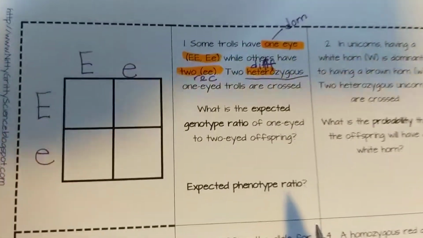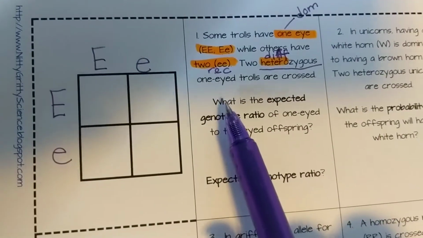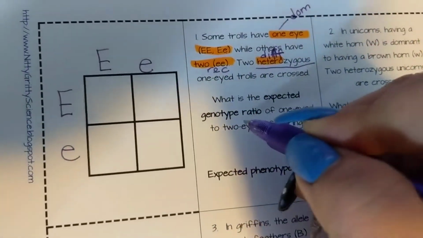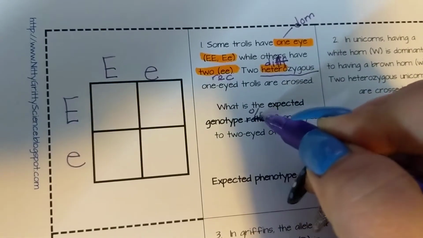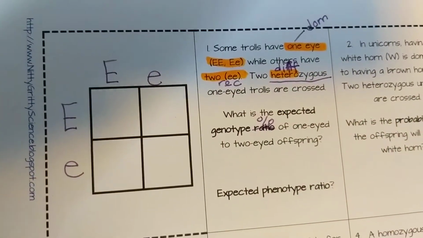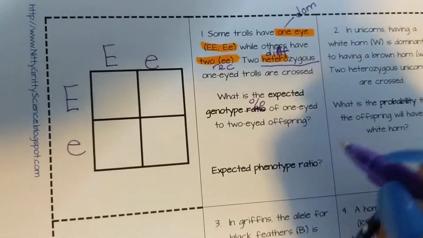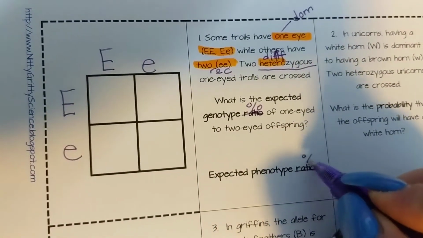So what is it actually asking us to do? What is the expected genotypic ratio? We're not going to do ratios, instead we're going to do percentages of one-eyed to two-eyed offspring. And what is the expected phenotype ratio? Again, we're going to do percentages instead of ratios.